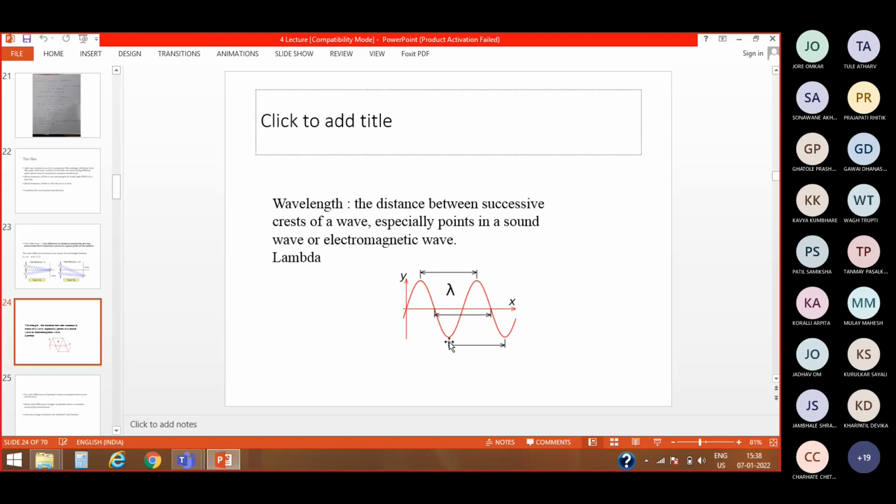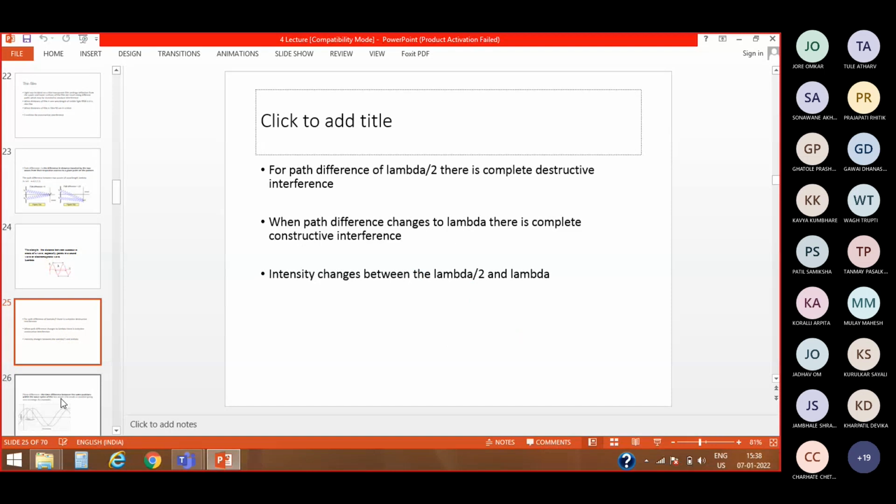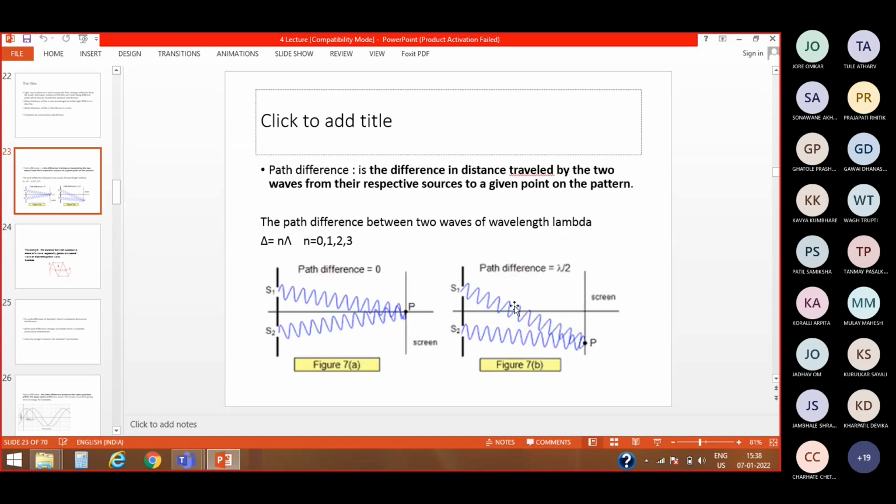Similarly, this is the trough of one wave, this is the trough of the another wave. So the distance between the troughs of the two waves is also called the wavelength, which is represented by lambda. This is the symbol of the wavelength. So at a path difference of lambda by 2, complete destructive interference happens. यहाँ पे मैंने बताया, if the path difference is lambda by 2, then you will get destructive interference. If the path difference is lambda, then you will get constructive interference.